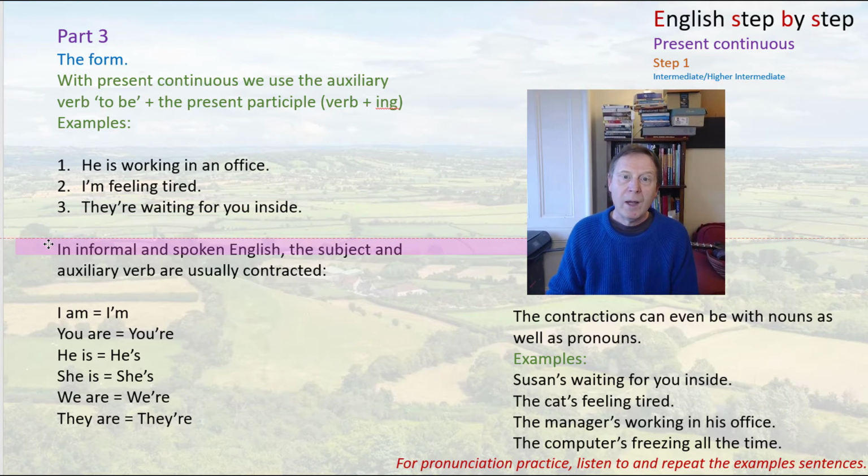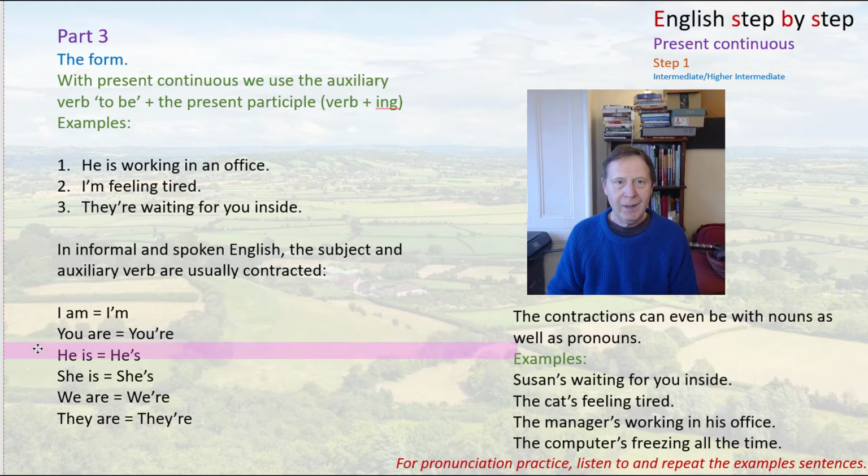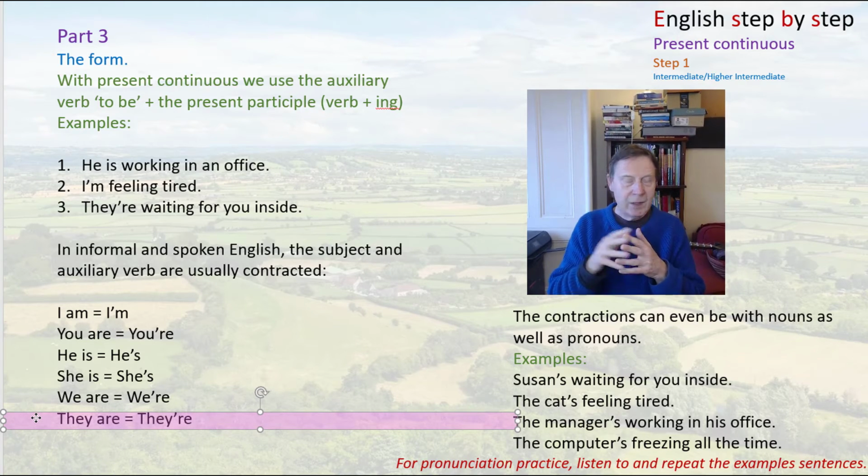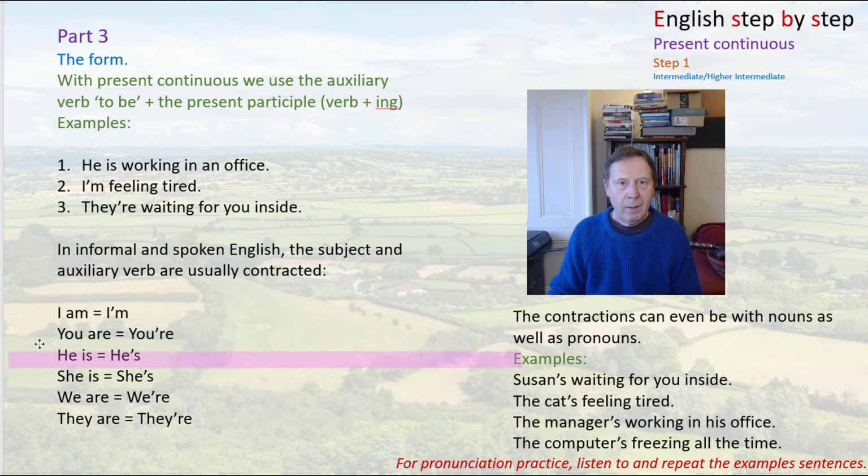In informal and spoken English, the subject and the auxiliary verb are usually contracted. For example, I am becomes I'm. You are becomes you're. He is becomes he's. She is becomes she's. We are becomes we're. And they are becomes they're. So you can see sometimes with the contraction, it's difficult to hear the auxiliary verb. I'm, you're, he's, she's, we're, they're.